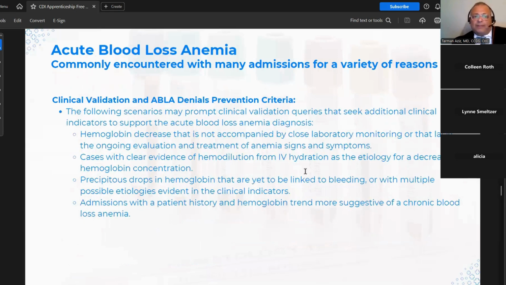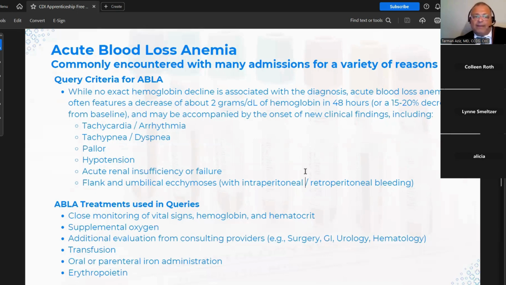Another common misconception with something like acute blood loss anemia is that the patient has to have had a transfusion to pick up that diagnosis. And we know, in fact, no. Simply giving supplemental oxygen and monitoring those vital signs and that H&H, hemoglobin and hematocrit, more closely than you normally would represents a form of monitoring that can be constituted as a treatment of sorts to justify your inquiry to the provider.